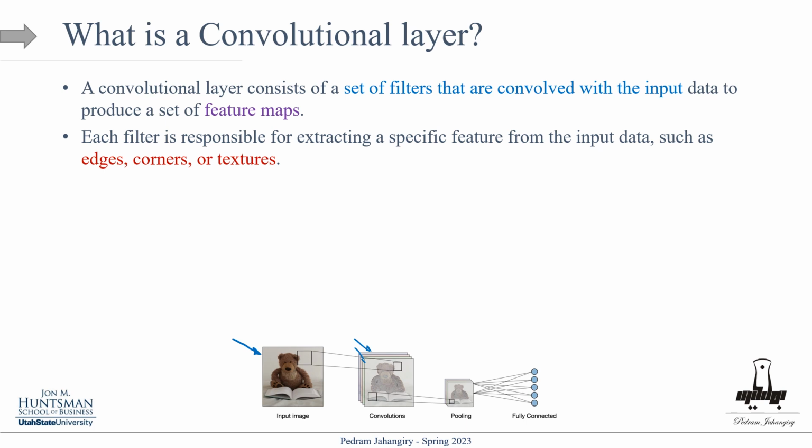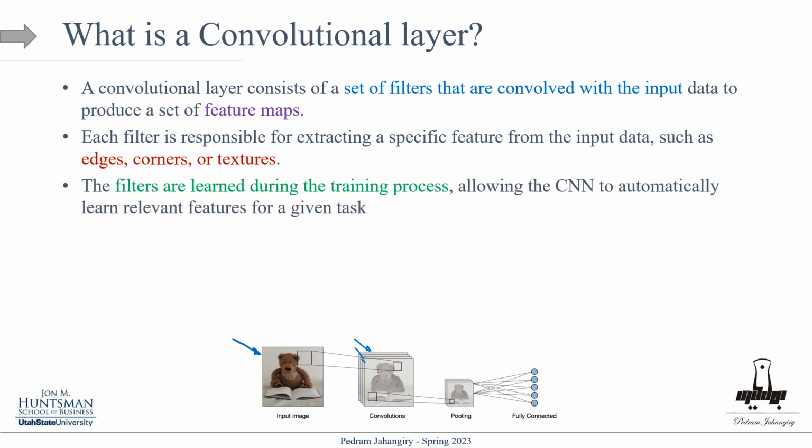Each of these filters is responsible for extracting a specific feature from the input data. One feature can be used for edge detection, another for corner detection, or texture, or color, and things like that. Then these filters, remember, are learned. They are the weights of the model, learned during the training process. This allows the CNN to automatically learn relevant features from the input data. This is important because this is the whole point of doing CNN, to extract these features automatically from the data.